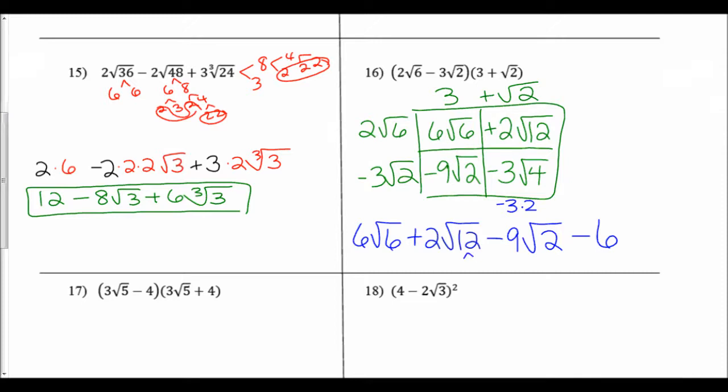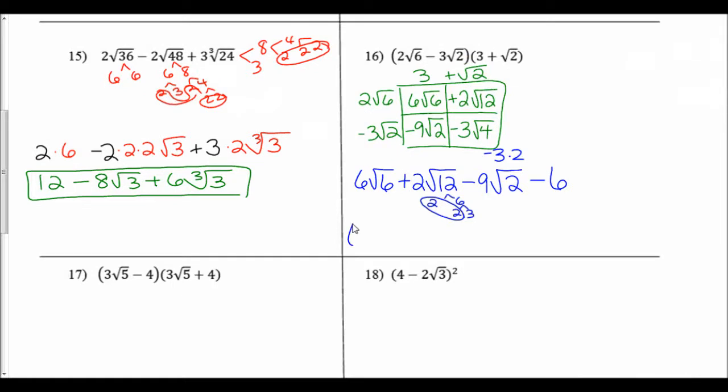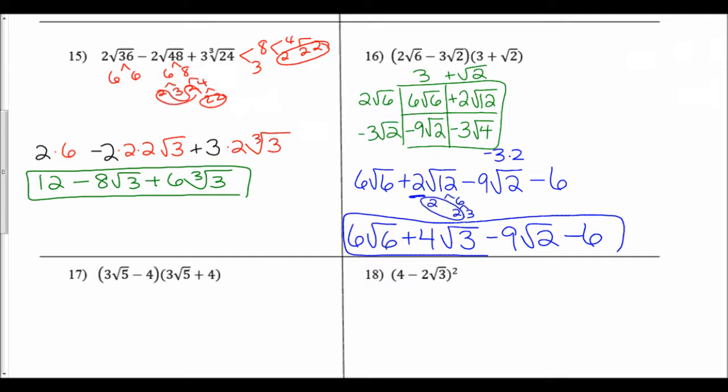I also should realize that with my square root of 12, I can break that one down into 2 times 6. 6 was 2 times 3, so from that one I can take a 2 on out. So now we have 6 square roots of 6. I have my 2 taken out with the 2 that was already under there, so I have 4 square roots of 3 minus 9 square roots of 2 and a minus 6. None of these can be broken down any further. Since 6 is just 2 times 3, I can't take anything out from there, and I'm done with that one. Pause the video while you try number 17.